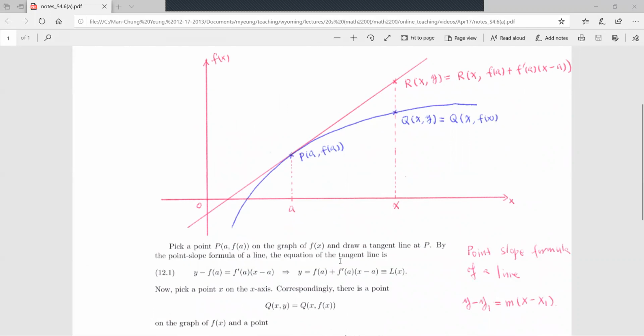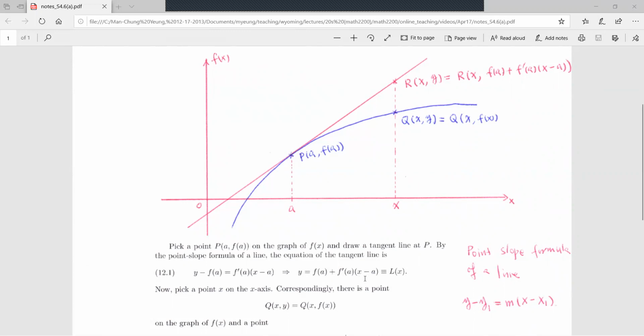The equation of the tangent line is y minus y1, where y1 now is the y coordinate of point P, f of a. It is equal to the slope, the derivative at a, times parenthesis x minus x1, where x1 is the x coordinate of point P. I move this number f of a to the right side, then I get this tangent line equation.